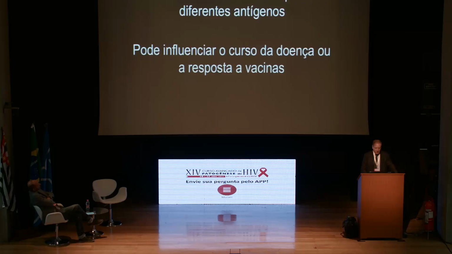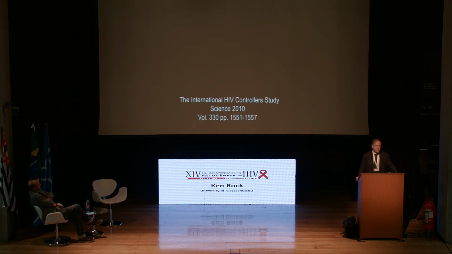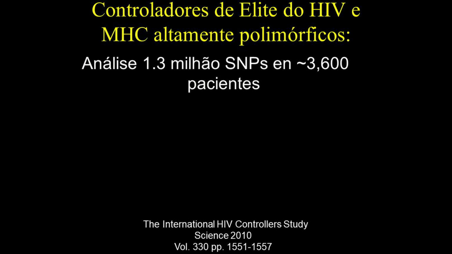If my cells are displaying different peptides than yours, it's going to influence the specificity of the response and what we can respond to. And so this will influence potentially the course of disease and also a response to vaccines. And I'm going to illustrate that by an important study that was done about 10 years ago that was looking at the genetic basis for individuals that are so-called elite controllers of HIV.